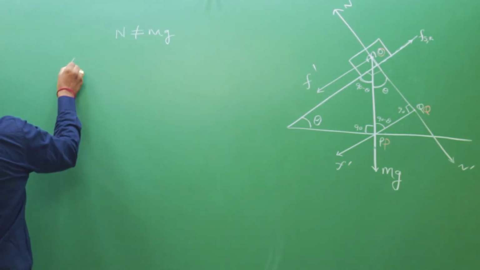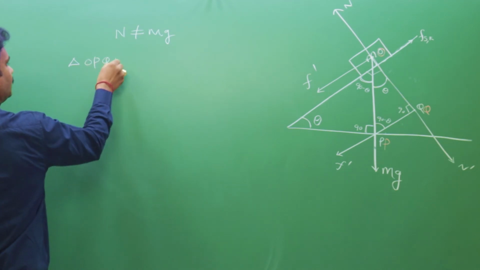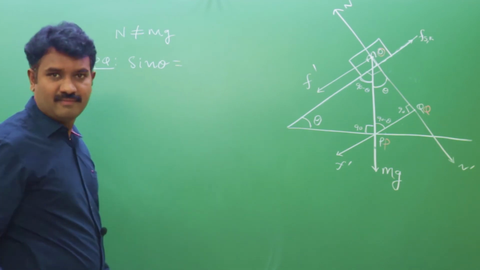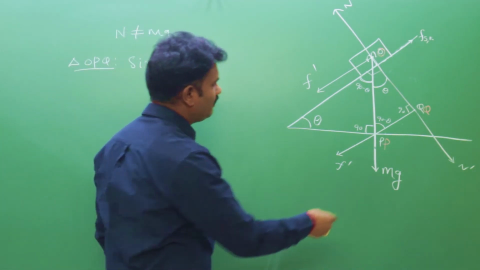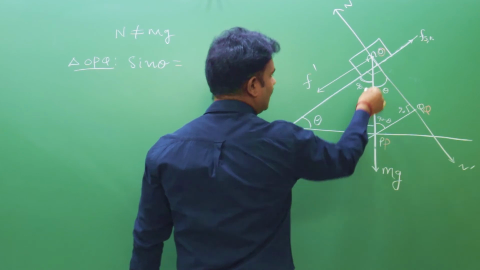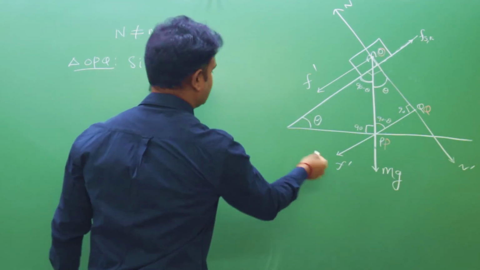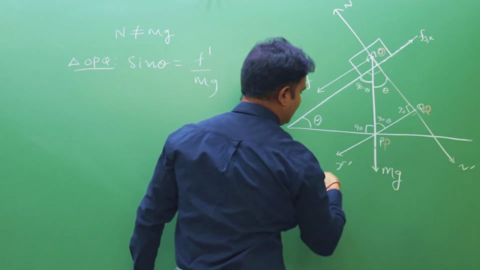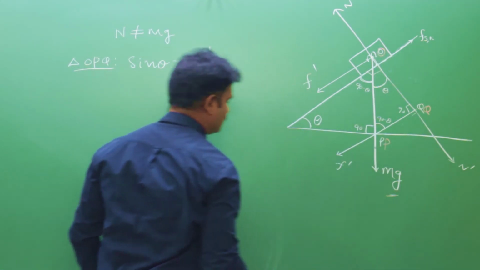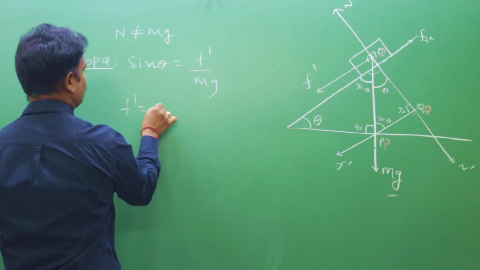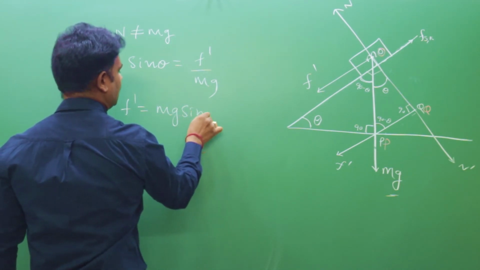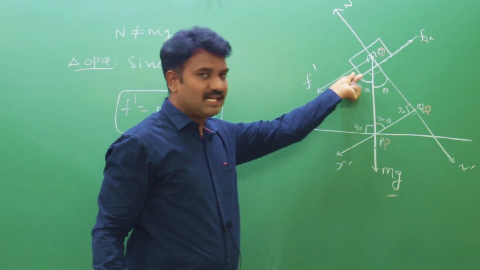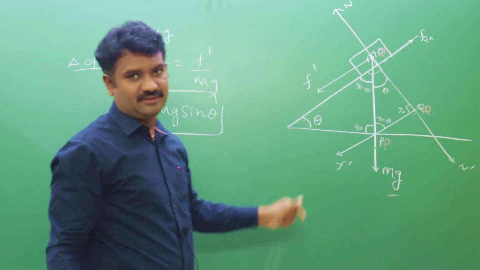From triangle OPQ, if I take sin theta, it is equal to how much? Opposite side by hypotenuse. Opposite means this, hypotenuse means this. So this is F dash by mg. F dash by hypotenuse mg. So we can say that F dash equals mg sin theta. So F dash is the force which is acting along the surface in the downward direction.